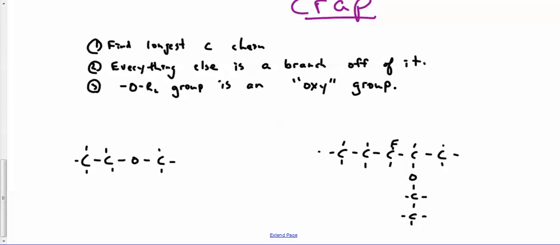We're going to find the longest carbon chain. So if I'm looking at this example here, is this bigger or is this bigger? This guy's the big guy, yes. Everything else is a branch off of this guy. And this other thing is called an oxy group. It's got one carbon, so this is a methoxy, not a methyl, it's a methoxy group. I don't need to put a 1 here to say it's off of number 1 because there's no choice. It's got to be off of 1 when you only have 2 carbons. So this is methoxy ethane.